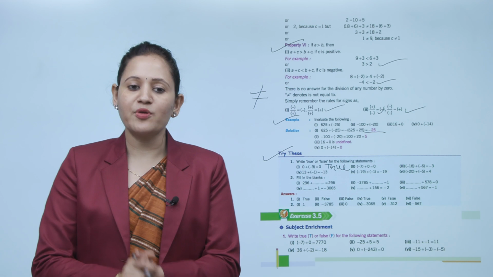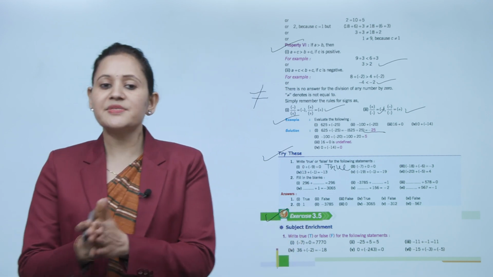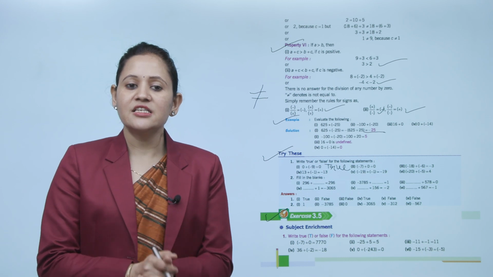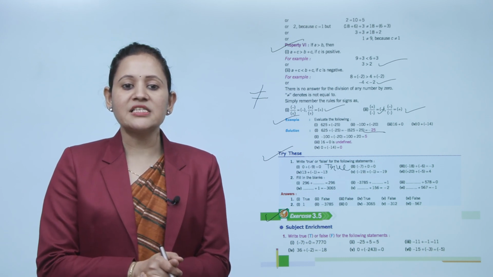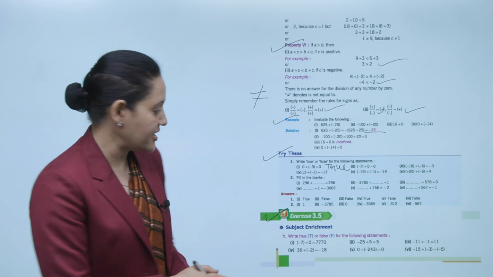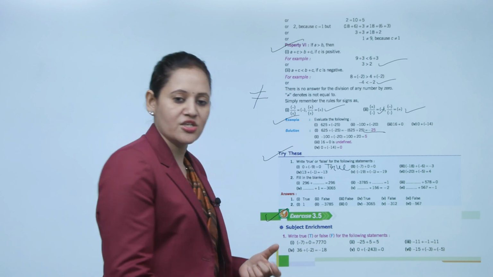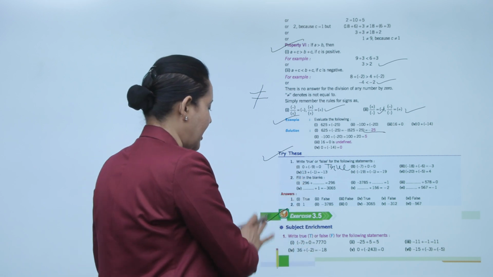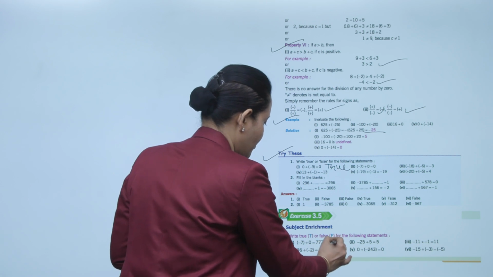Next is exercise 3.5, subject enrichment. Write T for true and F for false for the following statement. Minus 7 divided by 0 equals 0? No. If we divide any number by 0, that is meaningless. So that is false.